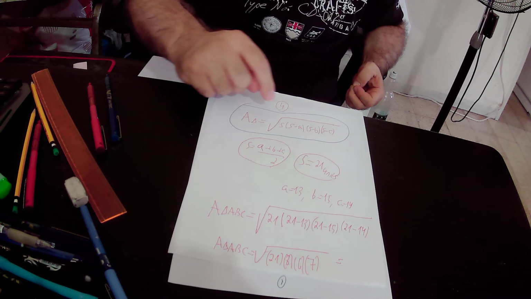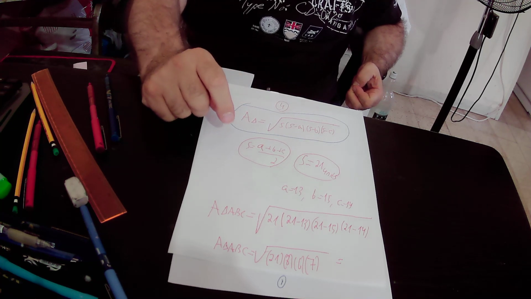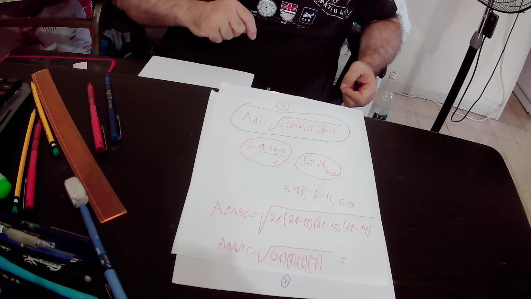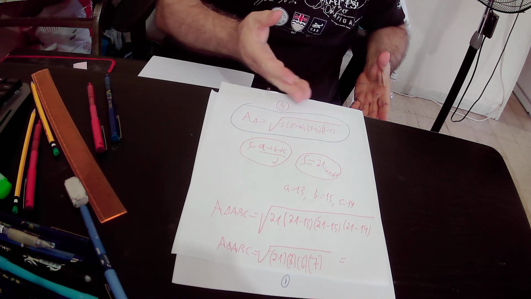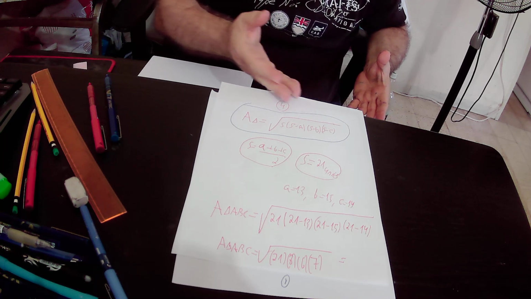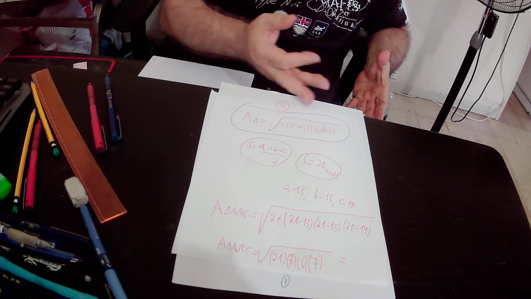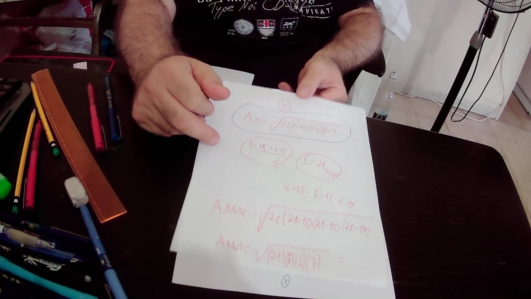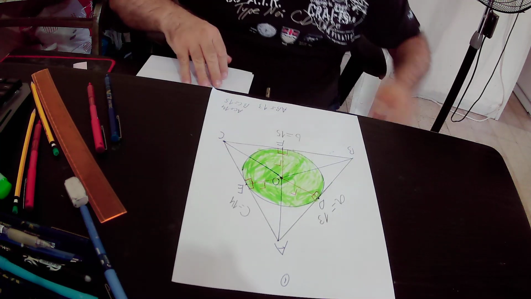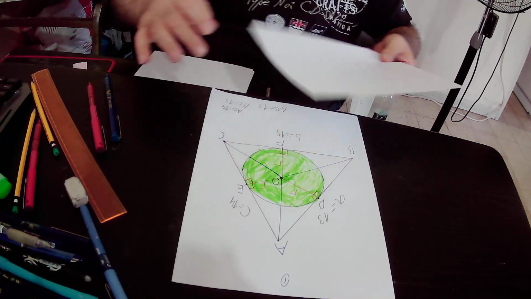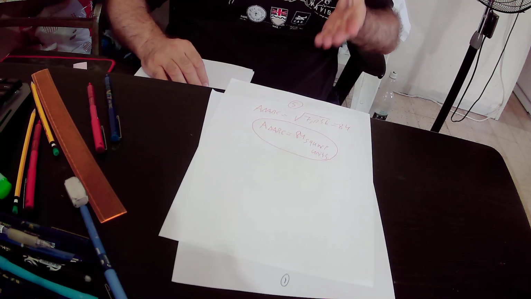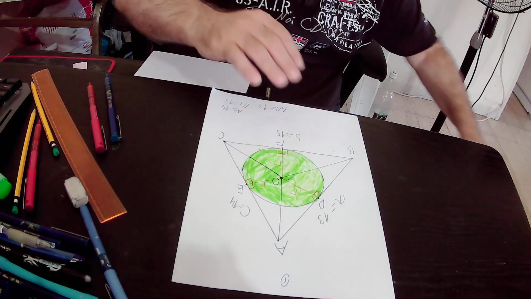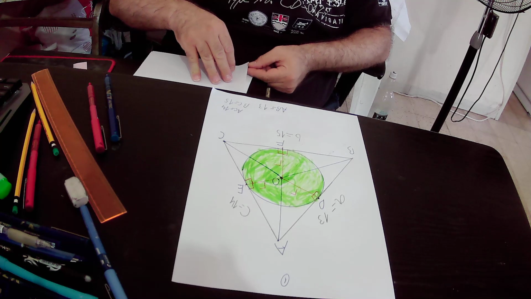And we have already found out that S equals 21 units, A equals 13 units, B equals 15 units, and C equals 14 units. So we put the data inside this equality. We have the values of all the variables here. And we found out that the area of this triangle ABC equals 84 square units. Again, the area of this triangle ABC equals 84 square units.